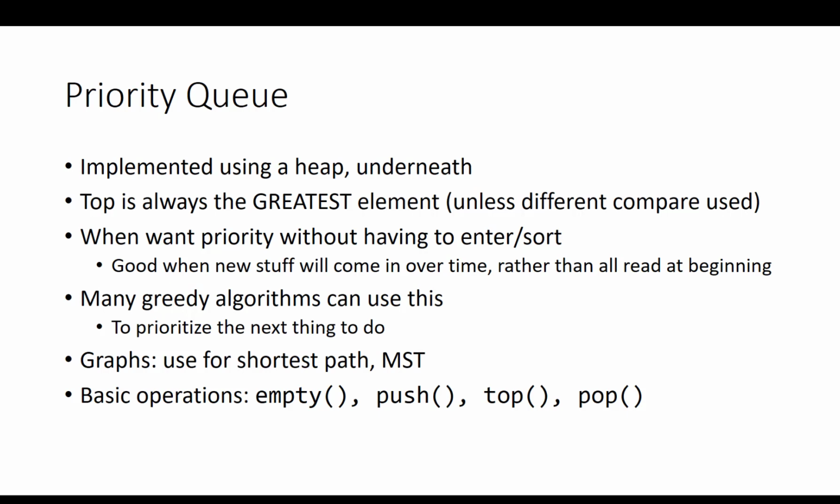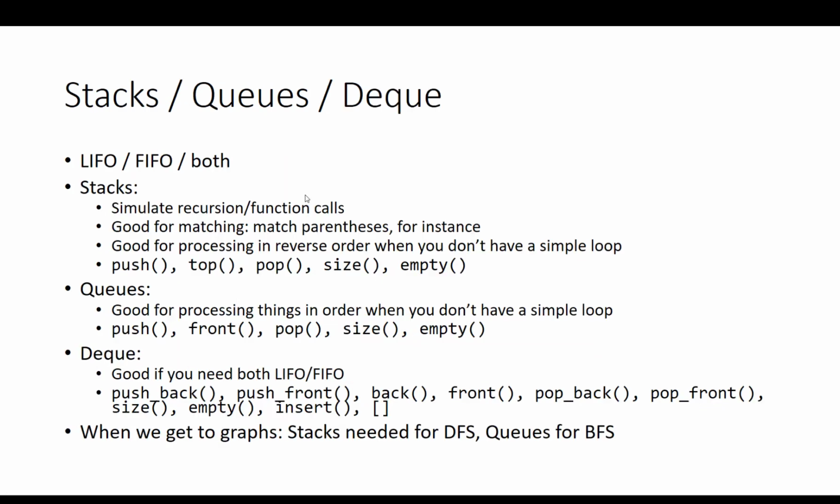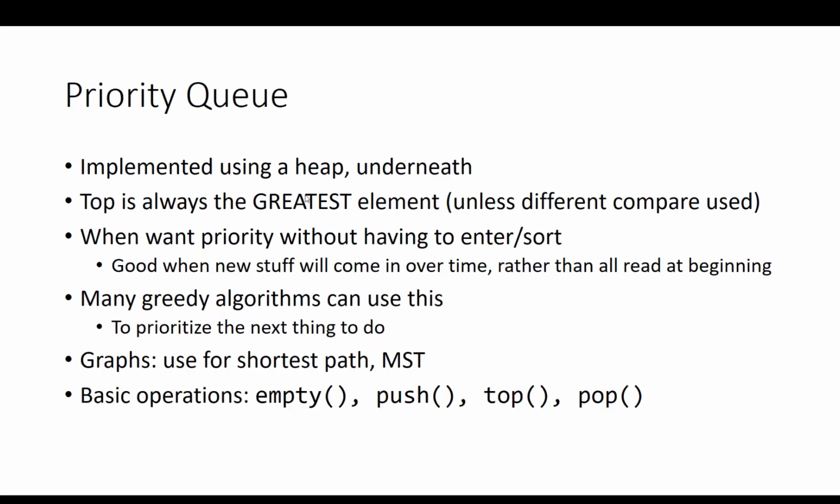And I will mention that when you couple this with a pair or a tuple, if I have a pair, I can make the type 1 thing the thing that I want to sort on, and type 2 the thing that I'm actually wanting to sort. So if I have a lot of data, and each of those things has some priority, well, I can put them in a pair where the first element of the pair is the priority and the second element of the pair is everything else. And that way I can run my priority queue and it will always pull out the highest priority item.